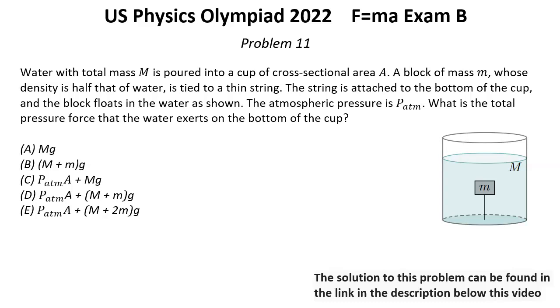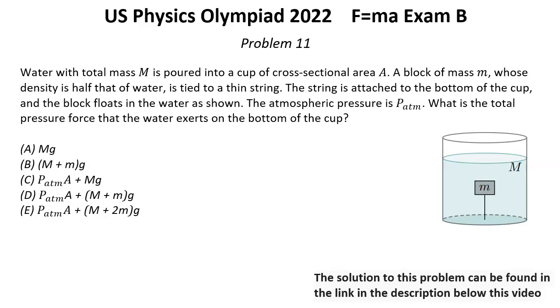Solution for problem number 11. Consider force balance on the system of the block and water. The atmospheric pressure applies a downward force P atmosphere multiplied by cross-sectional area A, and gravity applies a downward force big M plus small m multiplied by g.